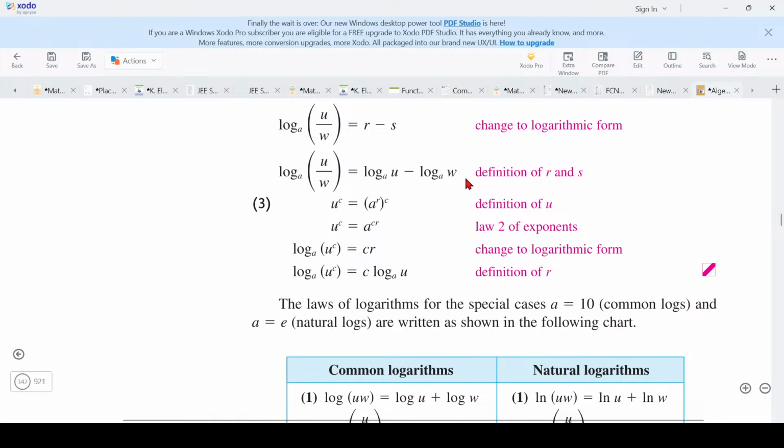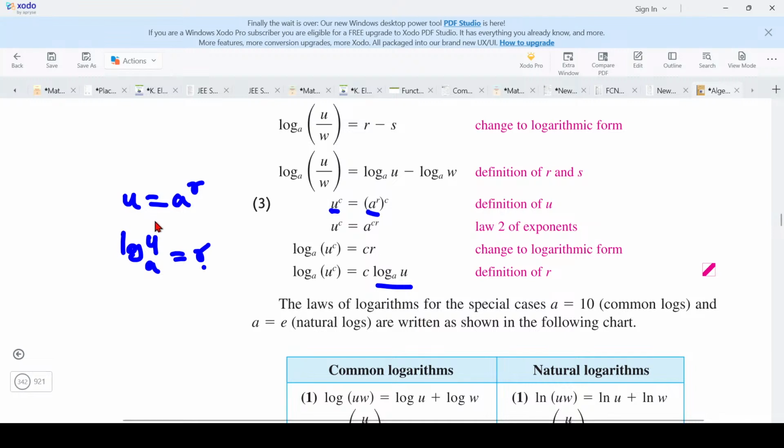Sir, how did r become log u to the base a? That is our original definition, no? u is a power r, right? Then log u to the base a is what? That is r. That's what he has used. So our initial definition itself is u equals a power r. In a power r, you convert it to logarithm form. Then you express r in terms of u and a.